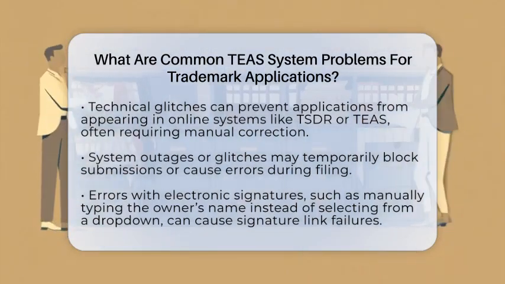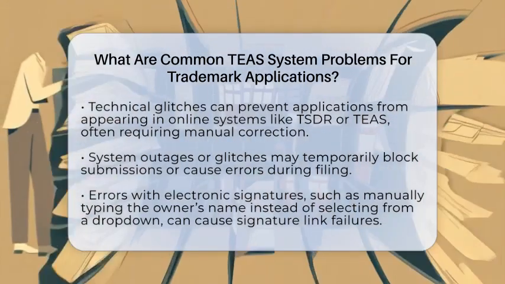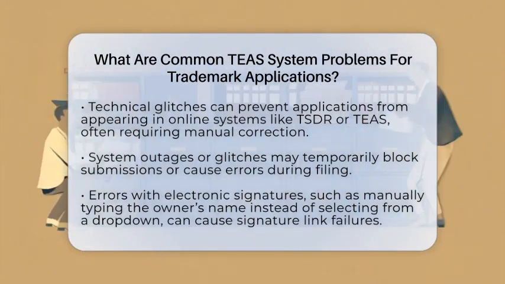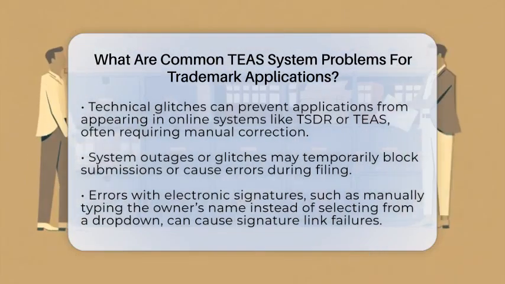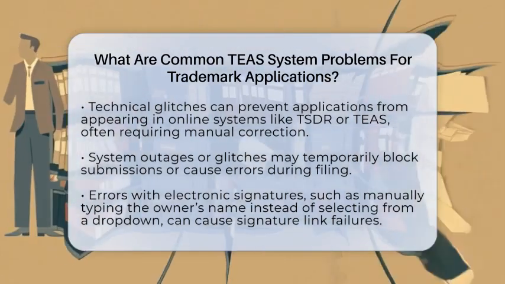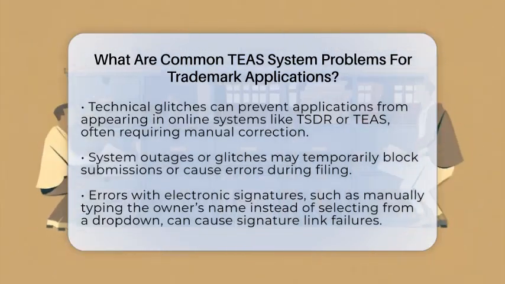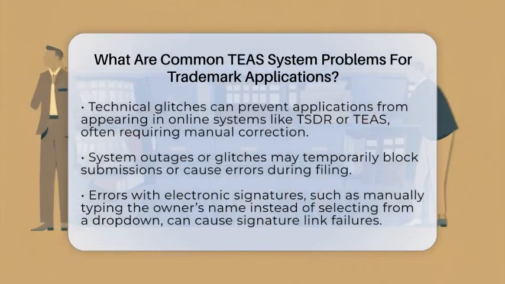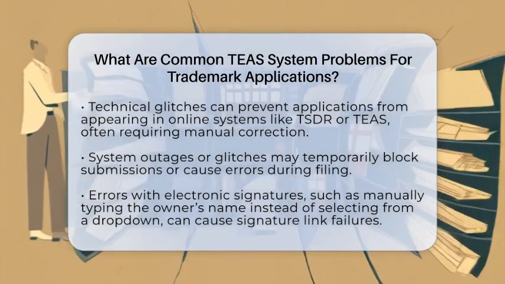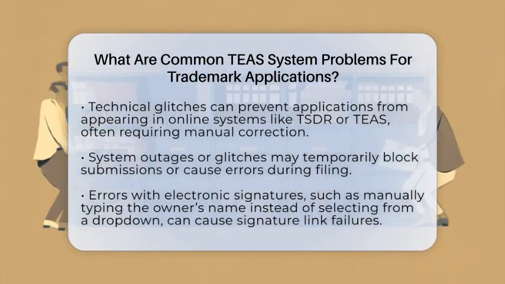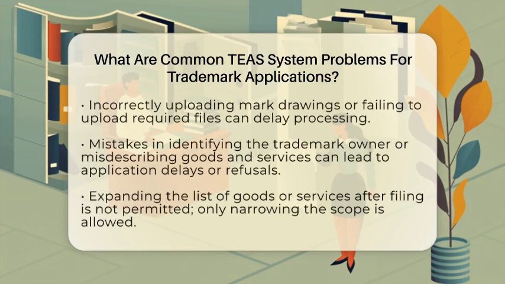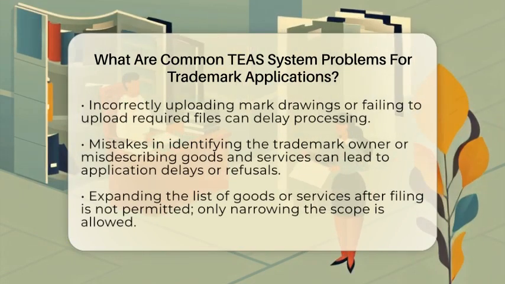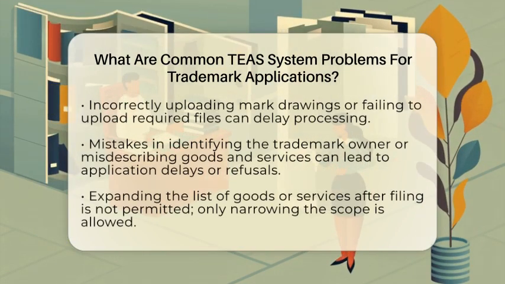One frequent problem is technical glitches in the system. Sometimes, after filing, your application might not appear in the trademark status and document retrieval system or the trademark electronic search system. You get a receipt with a serial number, but the application isn't visible online. This has been reported since early 2021 and is usually due to software issues on the USPTO side. The office often has to manually enter these applications to fix the problem.